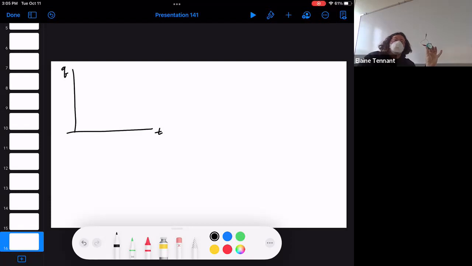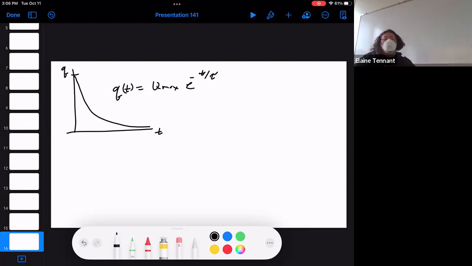Losing, right? Because it collected all the charge in the charging portion, and now we're discharging. So we're starting with charge, and then we're losing it over time. Where we expect some Q max e to the negative t over tau. Sound okay? Okay, so those are our guesses.